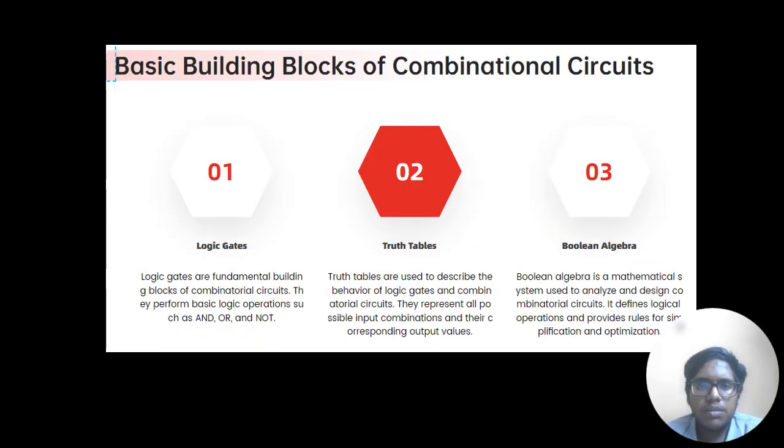The basic building blocks of combinational circuits. Logic gates are fundamental building blocks of combinational circuits. They perform basic logic operations such as AND, OR, and NOT. Truth tables are used to describe the behavior of logic circuits and combinational circuits. They represent all possible input combinations and their corresponding output values. Boolean algebra is a mathematical system used to analyze and design combinational circuits. It defines logical operations and provides rules for simplification and optimization.